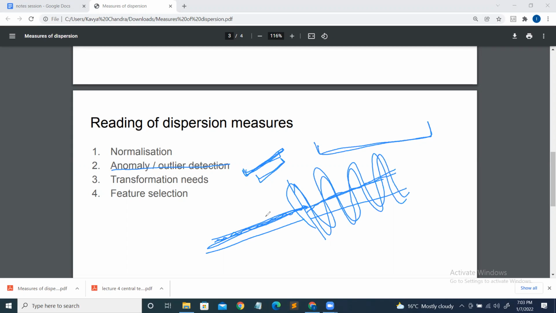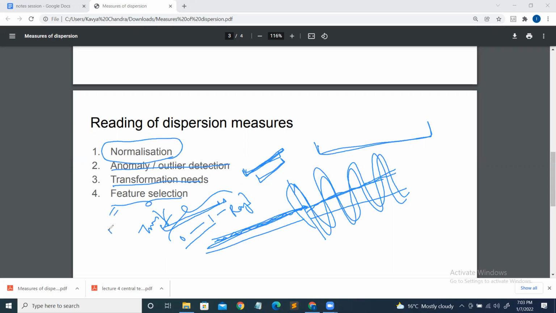So you might sometimes know for a fact that a certain transformation is needed. You might also sometimes know that normalization is needed. Why? Because the range would help you do 0 to 1 normalization using the range. We will study this in detail in the transformation chapters. Feature selection we'll study in detail in the machine learning chapter, and transformation in the transformation chapter.